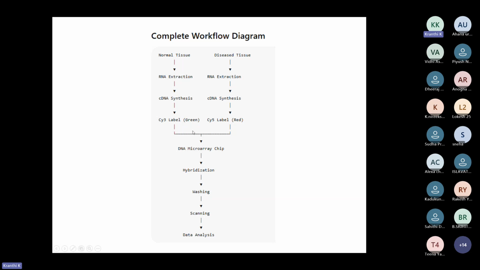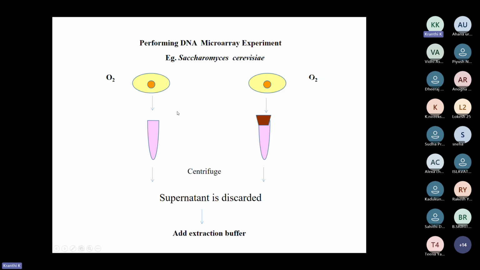When there is a green color label, it means the normal tissue probe got hybridized with the known one. If you add a diseased tissue and it is having green color, it means the diseased tissue is hybridized with that particular one. Got it? Let's take an example.